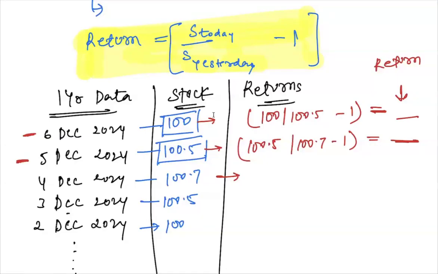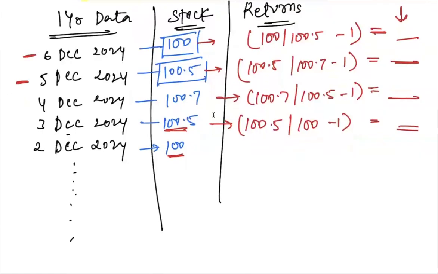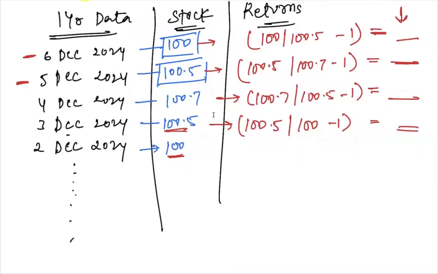So similarly, you'll have 100.7 divided by 100.5 minus 1. So you'll get something. Similarly, how will you calculate here? 100.5 divided, this is stock price today divided by stock price yesterday, which is 100 minus 1. So like this, you will get this whole series of returns. Now always remember one point. Always remember one thing, that I want all of you to note.